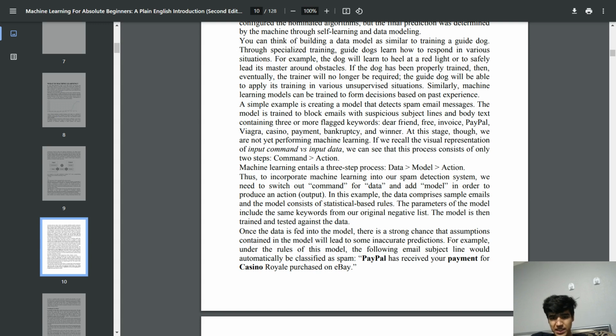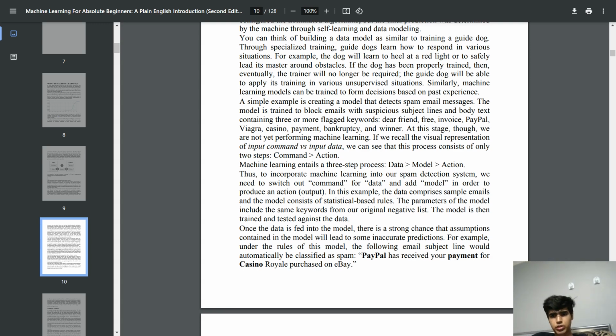Once the data is fed into the model, there is a strong chance that assumptions contained in the model will lead to some inaccurate predictions. For example, under the rules of this model, the following email subject line would automatically be classified as spam: PayPal has received your payment for Casino Royal purchase on eBay. So look at these keywords: PayPal, payment, Casino. Imagine that your model is going to detect this as spam because of the data which you already trained on and because of the way you train it. So how you train your model with that data.